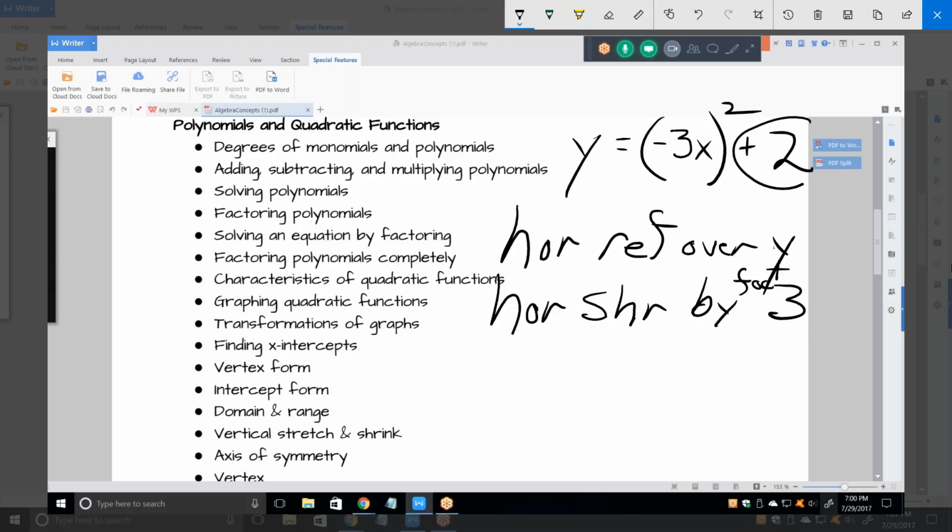And finally, what's the plus 2 do? It is a horizontal. Wait, vertical. Is it inside or outside the function? Outside. Okay. So that makes it vertical. Shift up 2. Good.